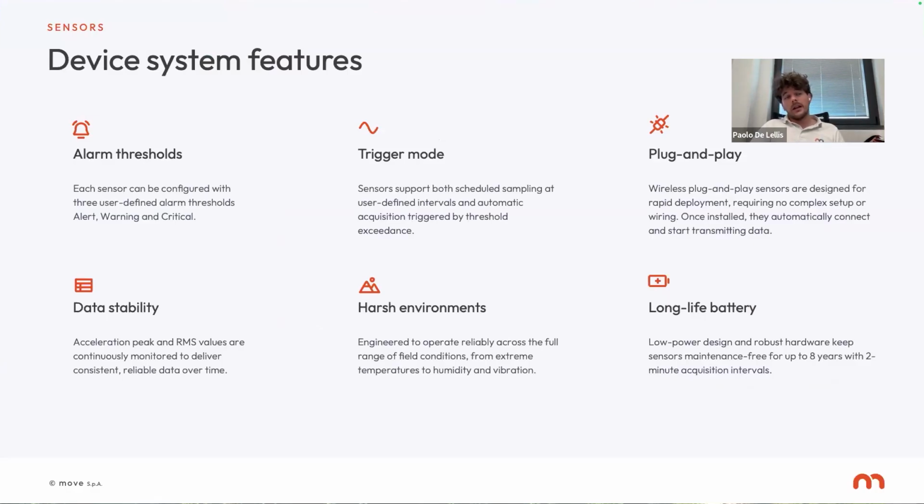The sensor can have two different types of activation mode. One is a cadence acquisition, so you can decide a cadence, for example every 30 seconds, or 2 minutes, or 1 hour, you can record events, but also you can activate the sensor using, for example, a trigger.